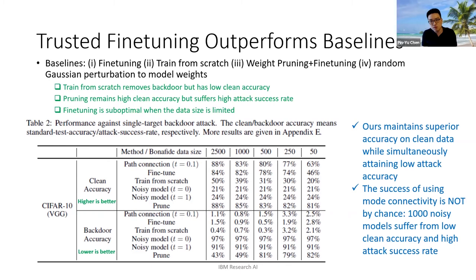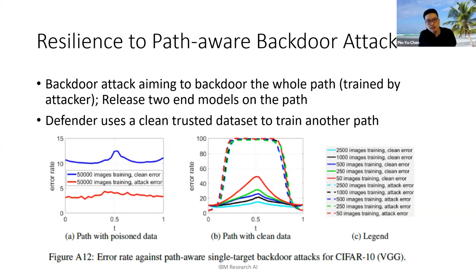We also tried some adaptive attack, in the sense that if the attacker knows you, as a defender, are going to use this path connection to mitigate my attack, can I, instead of just poisoning two models, poison the whole path? So no matter how you sample on the path, it will be a poisoned model.